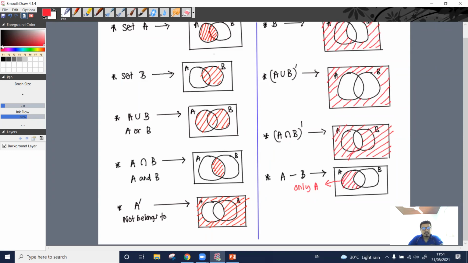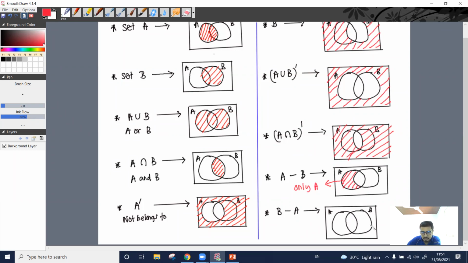If we take the same in the other way around, it means B minus A. B minus A. How we can represent that? B minus A. This is A. This is B. B minus A. In other terms, what it should be? Area belongs to B only.